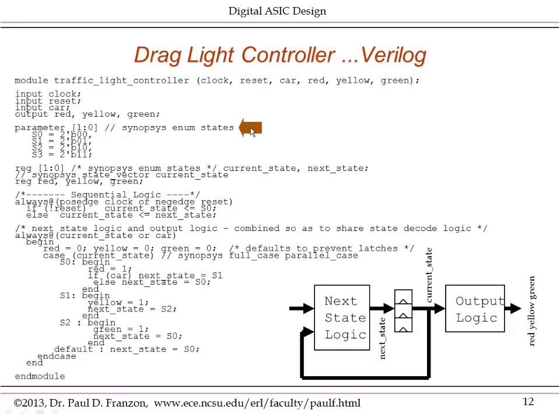So here we have synopsys enum states associated with this parameter, and of course that's exactly what we're doing. We're enumerating out the 4 states that this state machine can reach. Similarly, we have the synopsys enum states here associated with the input to the state vector and the output of the state vector. And then we explicitly identify the state vector, the output of the state register, with this synopsys state vector current state. So that's the output of the state register here.